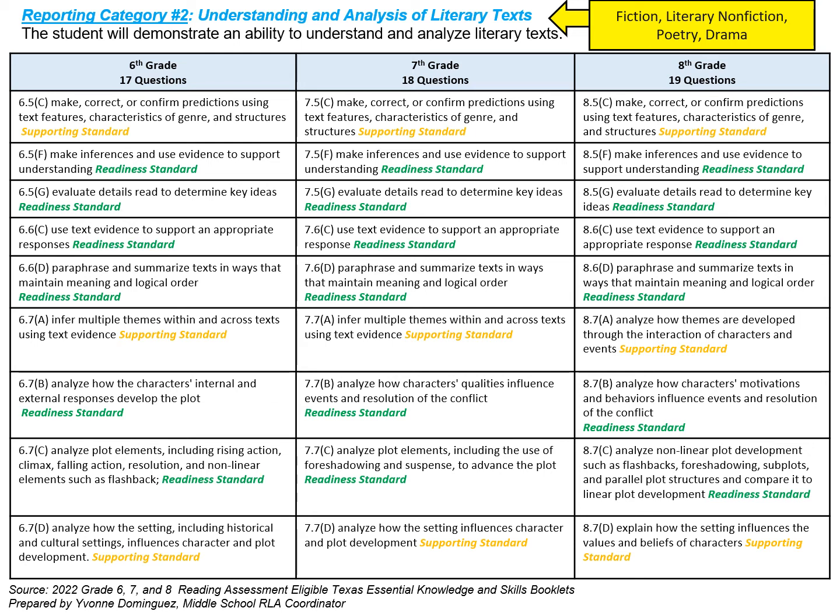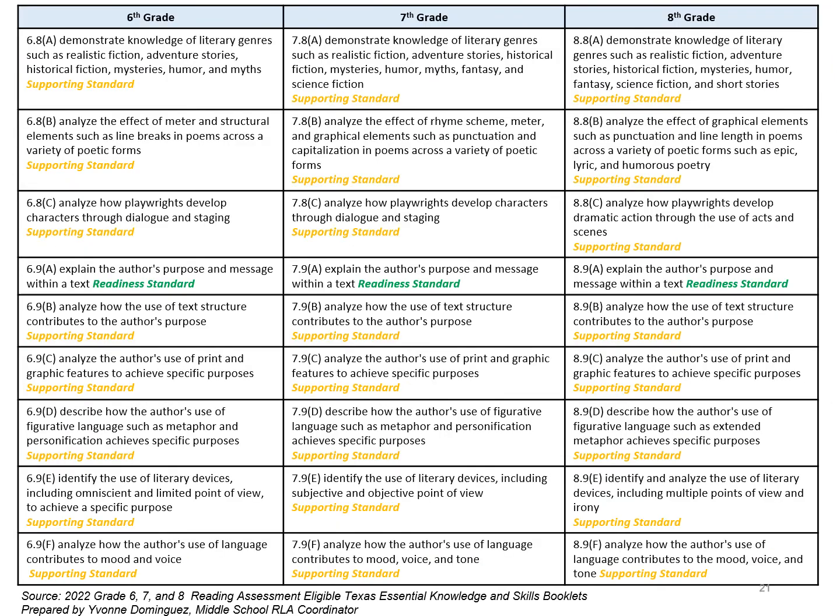So now we're going to go on to the next page of reporting category 2. Here are the remainder of the SCs for reporting category 2. And this, ladies and gentlemen, you may have remembered that I had mentioned that there are some SCs that are labeled supporting, but play a very important part. And we have reached that point here. When it comes down to 8A, that is the SC specific to fiction, adventure stories, historical fiction. That's very important because it's all connected to that big umbrella of fiction.